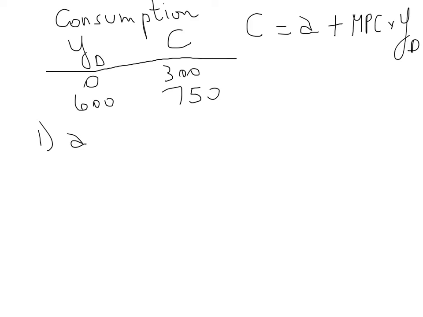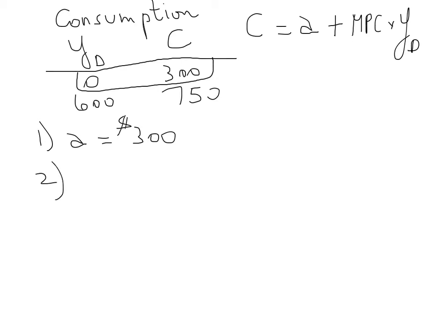So let's see, back to the first question. How much is my autonomous consumption? Well, I have to look at this data. So when I have 0 disposable income, I consume 300. So that's my autonomous consumption, whatever corresponds to 0 income. Over here, this is where you'll have to look. How much you consume when you have no money. So my autonomous consumption is $300 per month.